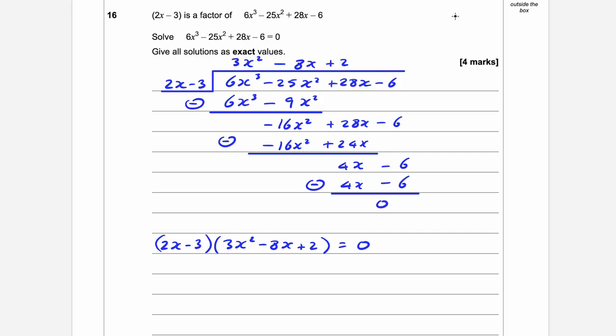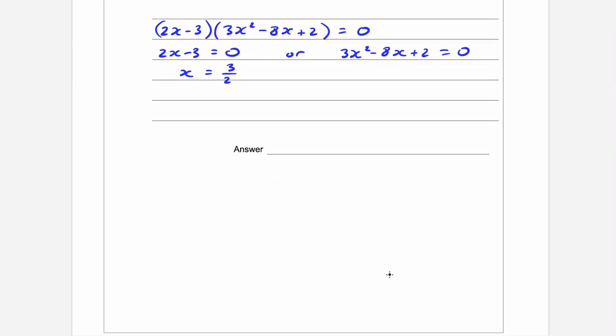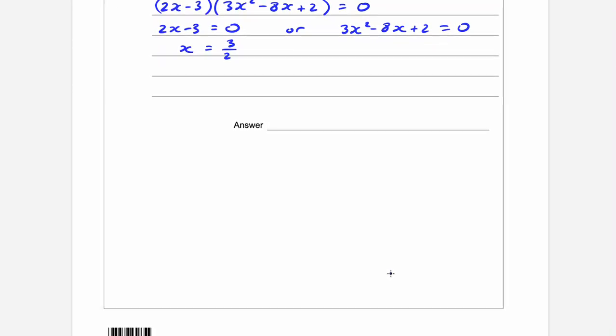Okay, so that means 2x minus 3 equals 0. Solve this, x is equal to 3 over 2. So that's one of the solutions. The other solution is where this equals 0. So this is 3x squared minus 8x plus 2 equals 0. Okay, I'm going to solve this with the quadratic formula.